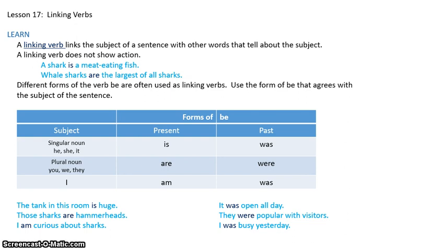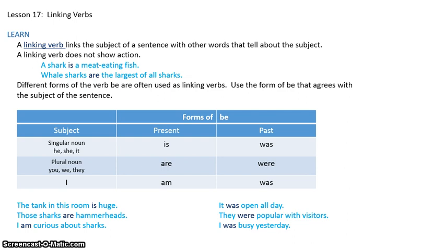The next one says, it was open all day. Okay, it was is the linking verb. The subject is it. It is linking it to what? Open. It was open. Okay. Next one. They were popular with visitors. They were what? Popular. So popular is describing what they were, and were is your linking verb.